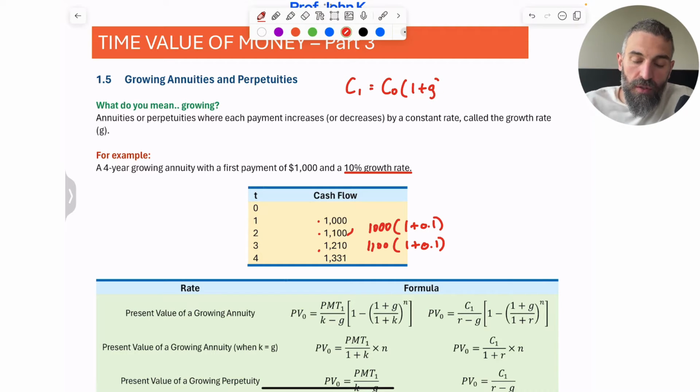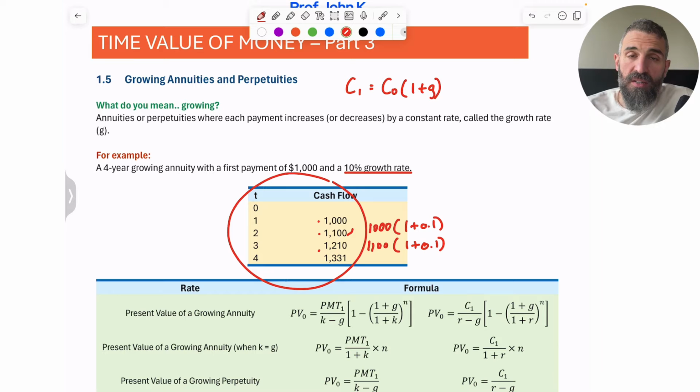And you'll find this useful in any situation where you have a growth rate. So you'll see this a lot when we're doing stocks, okay? The cash flow in any given period is the previous period's cash flow times 1 plus G, G being the growth rate, right? So we're just adding a percentage to it. So it ends up looking something like this.